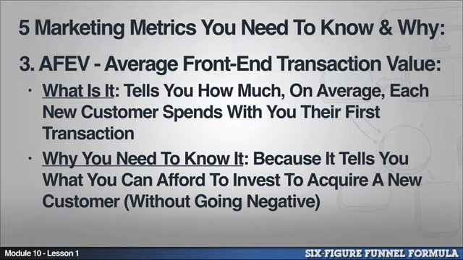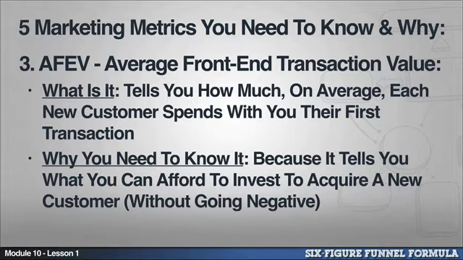Well, you need to know this metric because it tells you what you can afford to invest to acquire a new customer without going negative, meaning without losing money. So if you average up your total new customer revenue from the last 30 days and you divide it by the total number of new customers you got, and you find that your average front-end transaction value is $50, what that means is you can afford to spend up to $50 to acquire a new customer, but you cannot spend more than that. You cannot afford to go above $50 because if you do, you'll go negative. You'll lose money on that campaign.